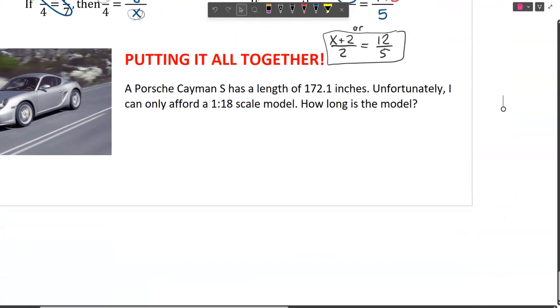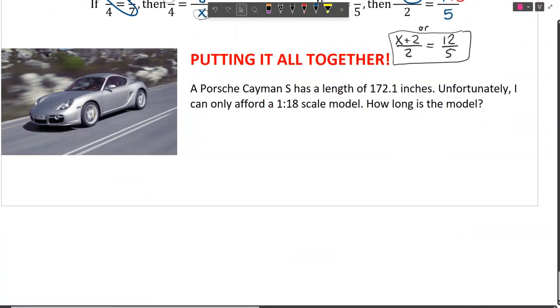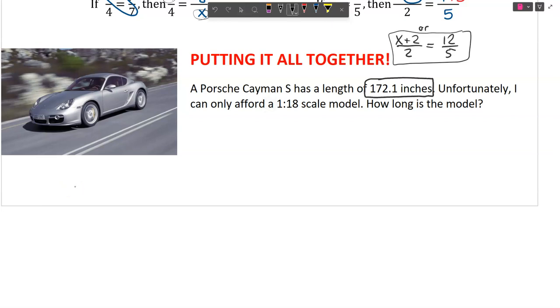Okay, let's take a look at our final example. This is just putting everything together and giving you a preview about where we're headed. We have a Porsche Cayman S, which has a real life length of 172.1 inches. Unfortunately, I can only afford a scale model that is in a 1:18 ratio. We want to know how long the model is. A 1:18 ratio is telling me that the real car is 18 times as big as the model. So we would say a 1:18 ratio is comparing the model to the real thing.